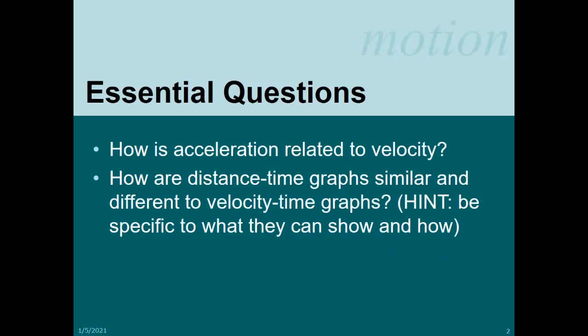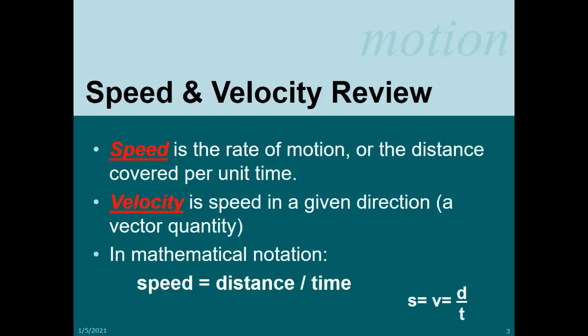Let's do a really quick review based on what we went over last time. First, let's take a look at speed. Speed, as we saw, is the rate of motion or the distance covered per unit time. But remember that this is a scalar quantity because it does not have a direction attached to it. This is different from velocity, which is speed in a given direction. So this is a vector quantity that is not only magnitude, but speed.